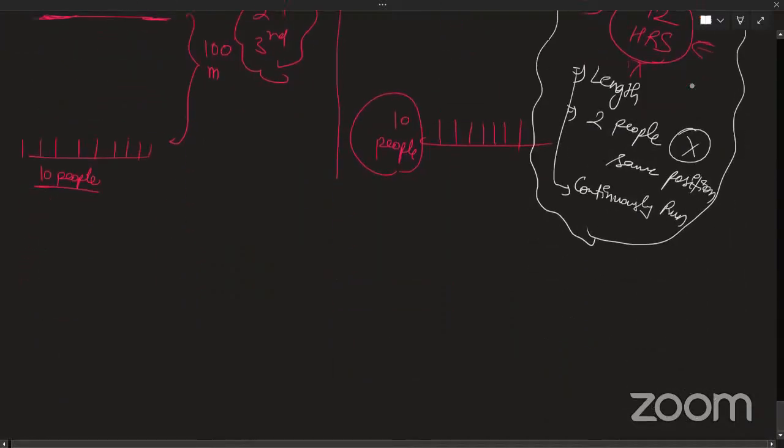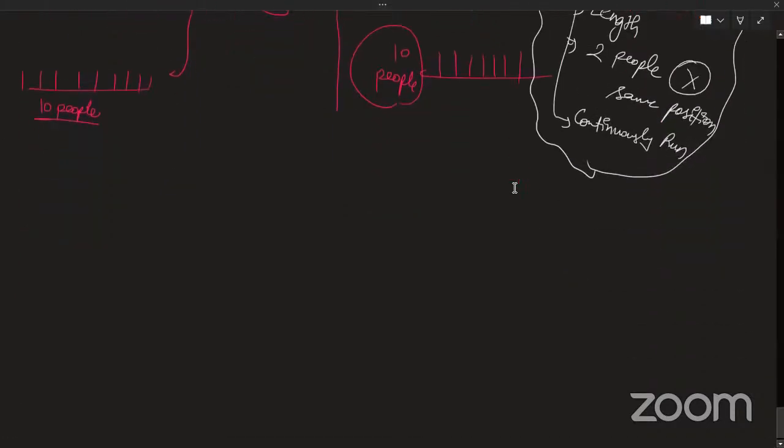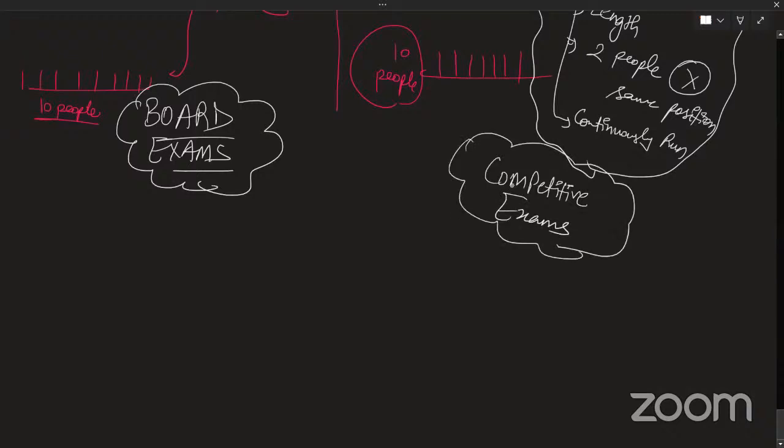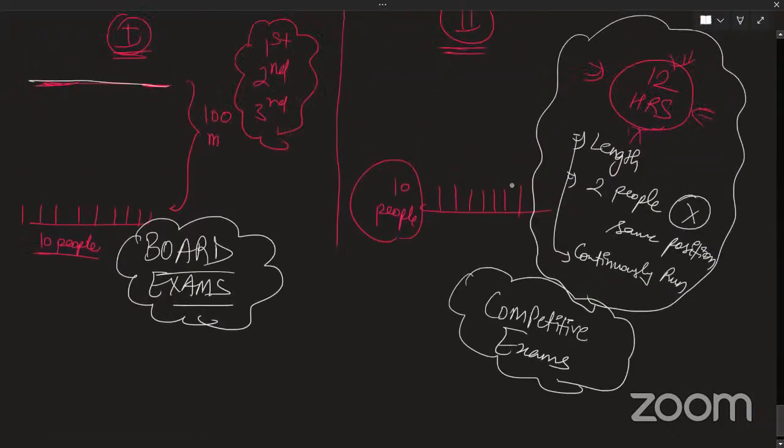Yes, sir. So now I will explain it to you practically. What is the difference between these two? The first one is your board exams, and it is a practical life example. The second is your competitive exams. What happens in board exams? You know the syllabus.